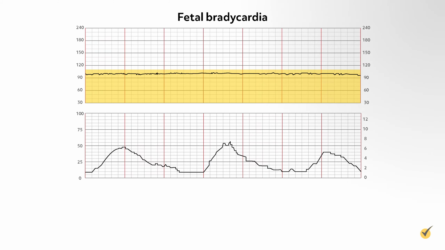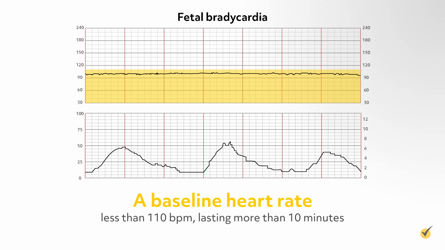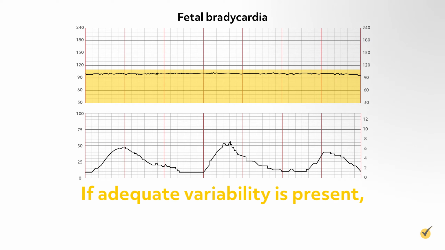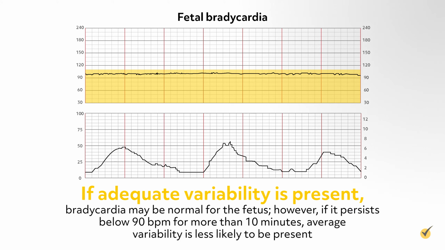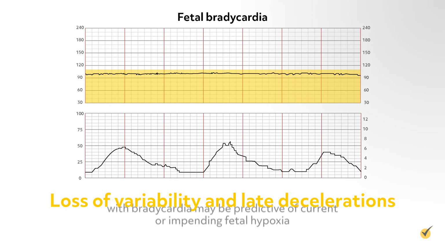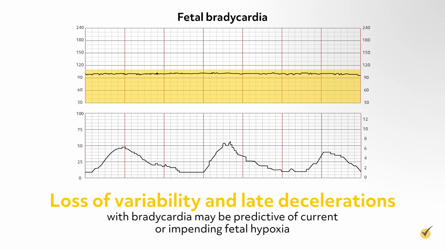Fetal bradycardia is defined as a baseline heart rate less than 110 bpm, lasting more than 10 minutes. If adequate variability is present, bradycardia may be normal for the fetus. However, if it persists below 90 bpm for more than 10 minutes, average variability is less likely to be present. Loss of variability and late decelerations with bradycardia may be predictive of current or impending fetal hypoxia.